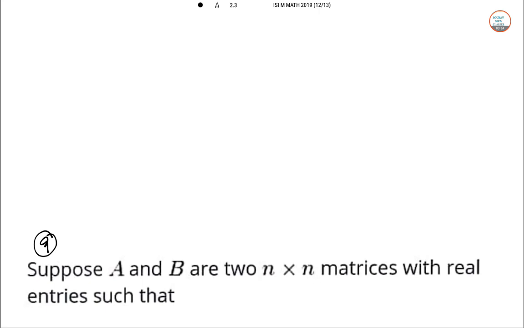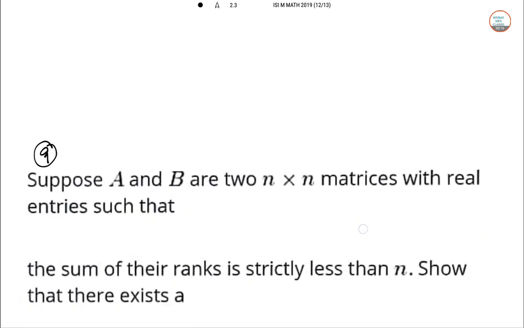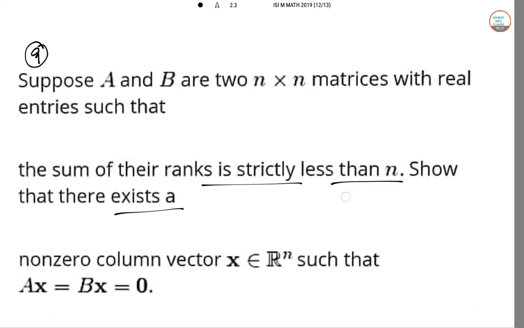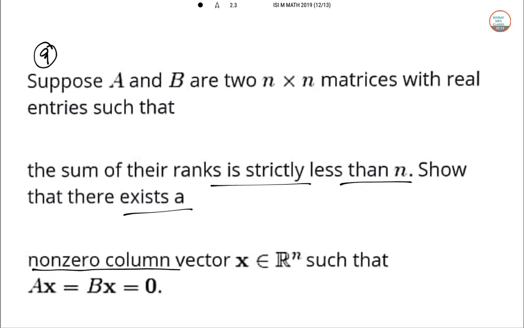Suppose that A and B are two n×n matrices with real entries such that the sum of their ranks is strictly less than n. Show that there exists a non-zero column vector x of R^n such that Ax = Bx = 0. Okay, so let's solve it.